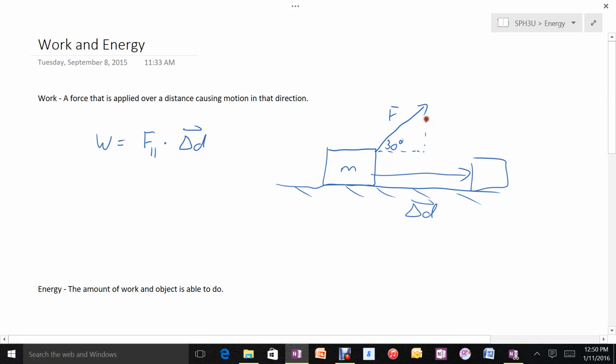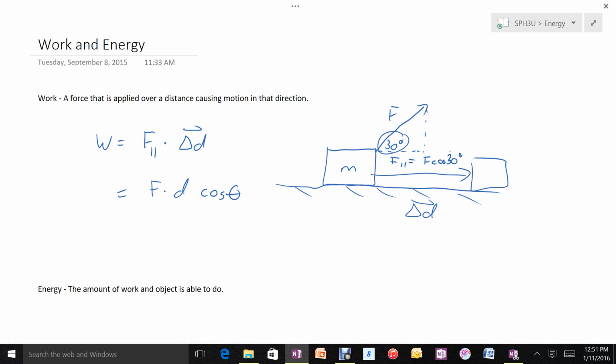then only part of this force would do work on the object, specifically the force that is parallel to the displacement. And so sometimes this formula is written as work is equal to force times displacement times the cosine of the angle in between them. This is the cos component of that vector. So you apply a force over a distance, and as a result, the object moves.